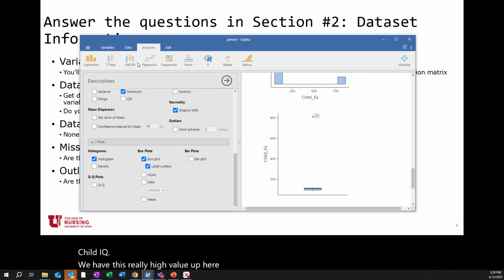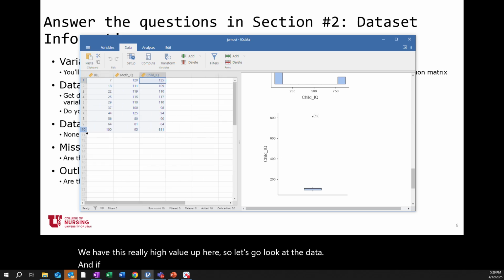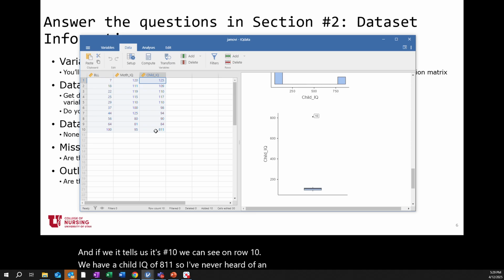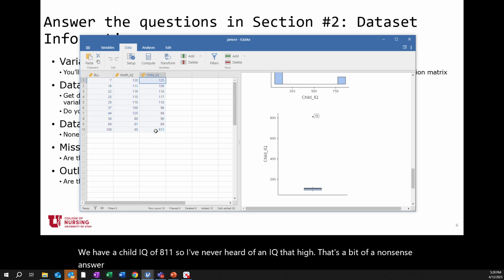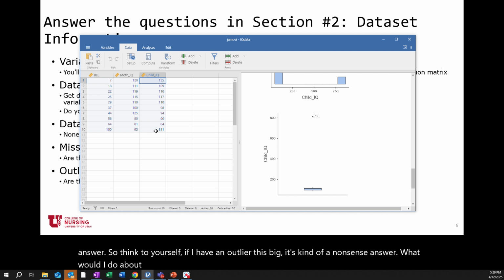So let's go look at the data. It tells us it's number 10, and we can see on row 10, we have a child IQ of 811. I've never heard of an IQ that high. That's a bit of a nonsense answer. So think to yourself, if I have an outlier this big, it's kind of a nonsense answer, what would I do about this?